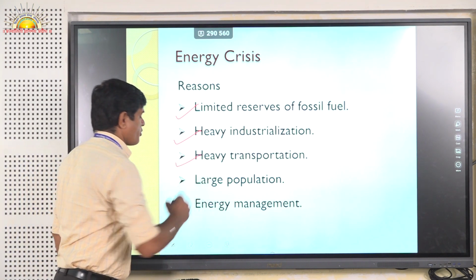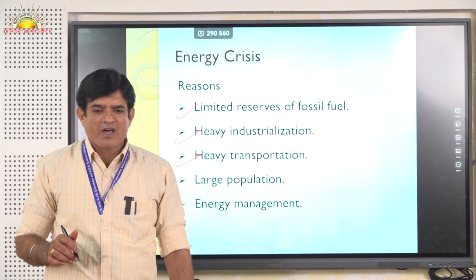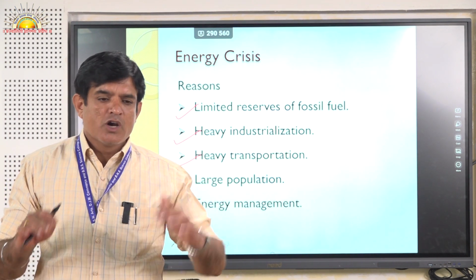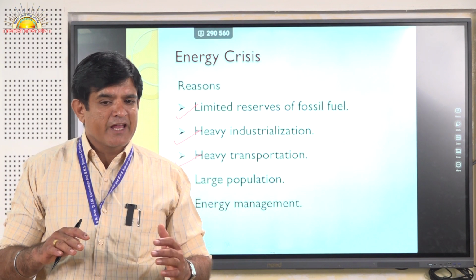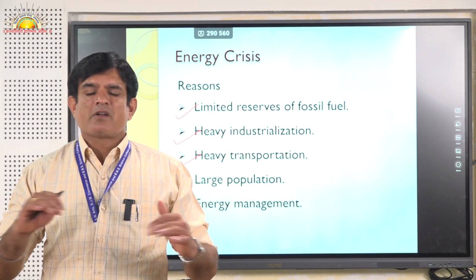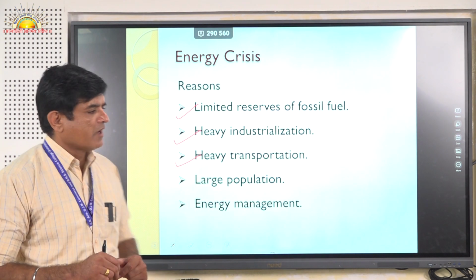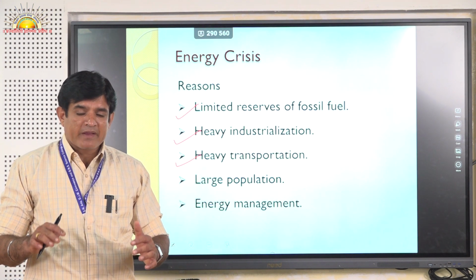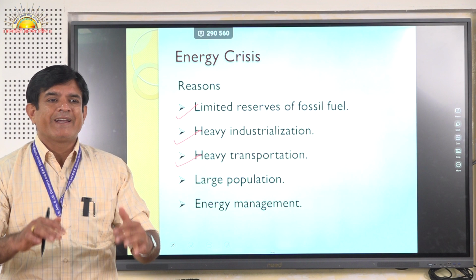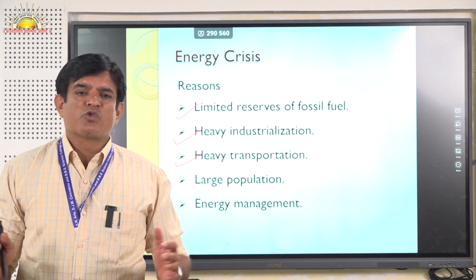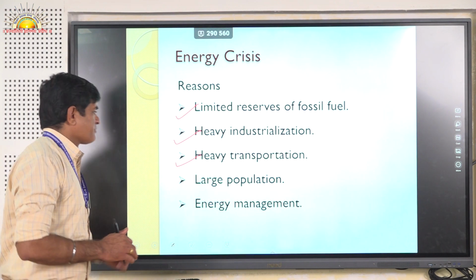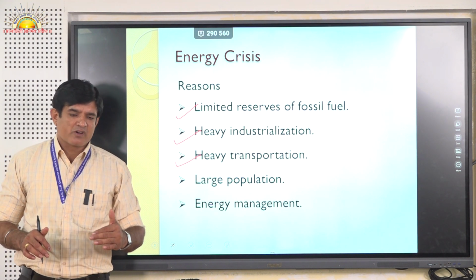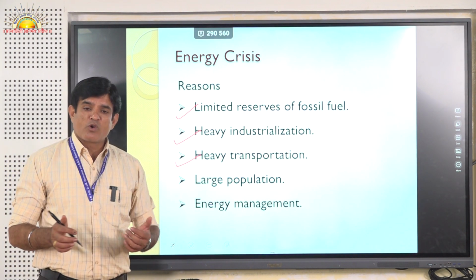The third reason is heavy transportation. Nowadays transportation is very easy. We can transfer our goods, food from one country to another country immediately by airplane, by sea, by trucks also. Therefore we want a large amount of energy. We can sell our goods from one market to another market, and to go from one market to another we want a large amount of energy, and therefore heavy transportation is important. Without fuel, transportation would not be possible.